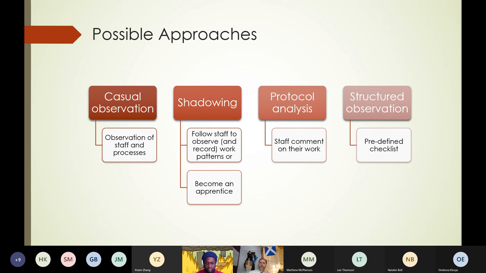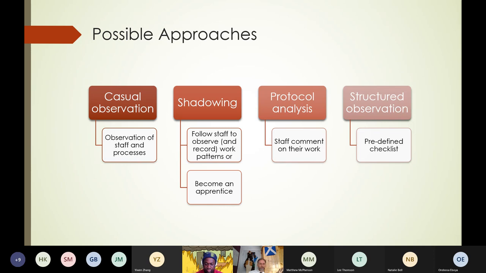There's something called protocol analysis. So you've worked out how something happens. You then go through it and the staff can say, well, yeah, yes, no, whatever. And there's structured observation. I am going to follow an order from the second it gets to the business to the second that it's paid for and finished. What are all these steps?